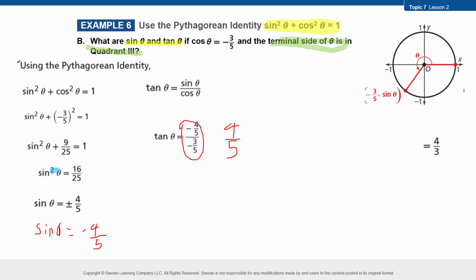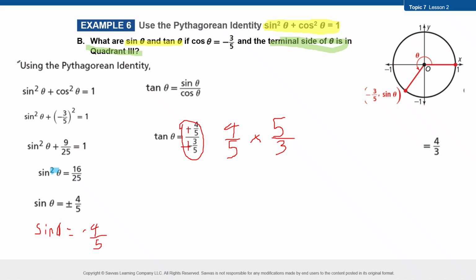So I'm just going to divide with positive. So keep 4/5, change the division to multiplication, and take the reciprocal of 3/5, which is 5/3. Again, I got rid of the negatives since two negatives make a positive.